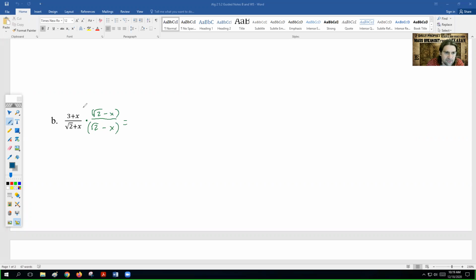All right, the top. 3 times radical 2 is 3 radical 2. 3 times x is minus 3x. X times radical 2 is x radical 2. X times negative x is a negative x squared.